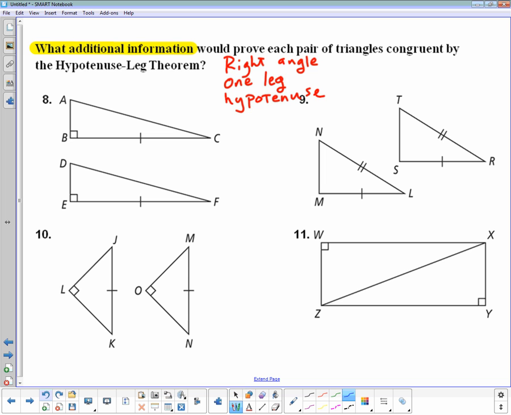So let's look at number 8. I have a right angle. Is BC a leg or a hypotenuse? Who votes it's a leg? Who votes it's a hypotenuse? Who doesn't know what a hypotenuse is? Who doesn't care what a hypotenuse is?